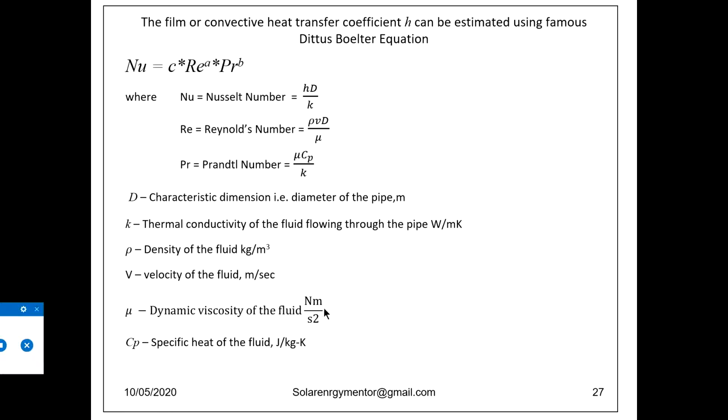So here the units are Newton meter per second square. And then the Prandtl number is given by mu Cp by k. This is the expression of the Prandtl number. These are all dimensionless numbers, so this expression is a dimensionless expression.